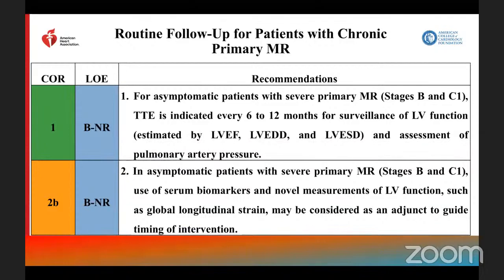In asymptomatic patients with severe primary MR, stages B and C1, use of serum biomarkers and novel measurements of LV function like global longitudinal strain may be considered as an adjunct to guide the timing of an intervention. That's a class 2B, and this statement is new in the latest guidelines.